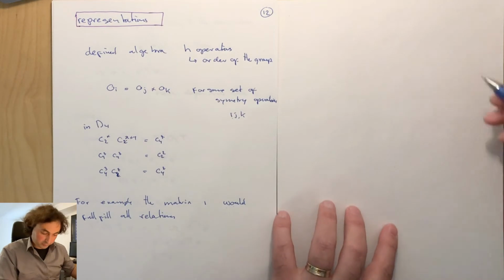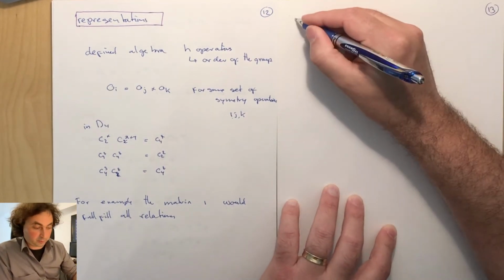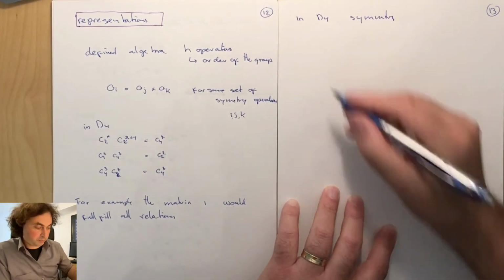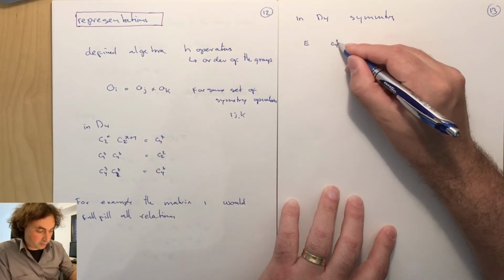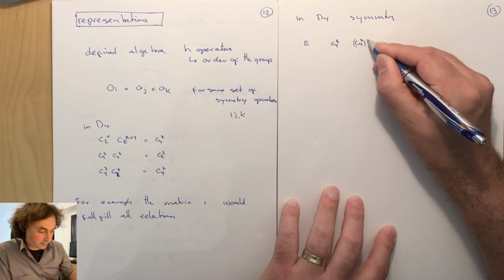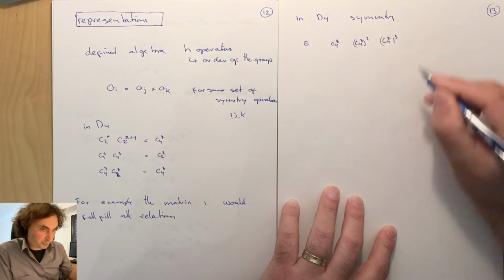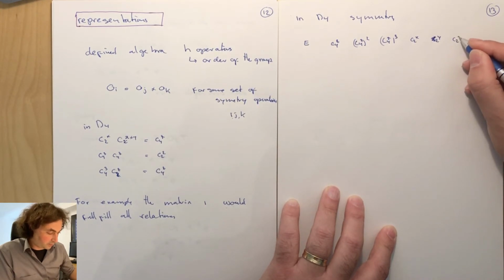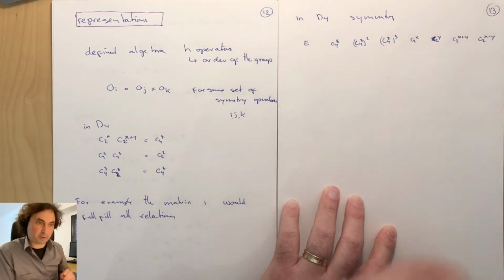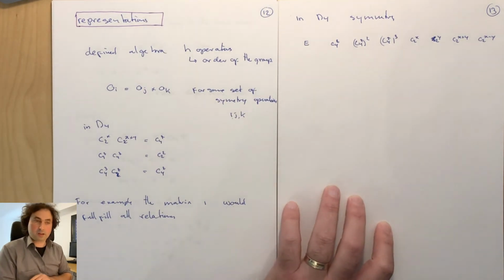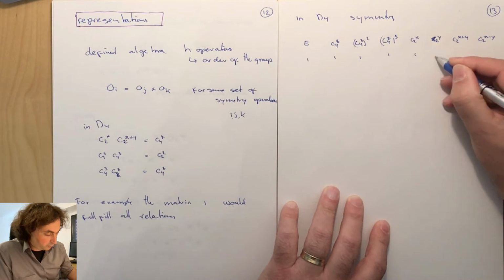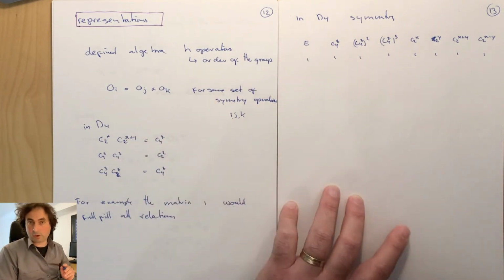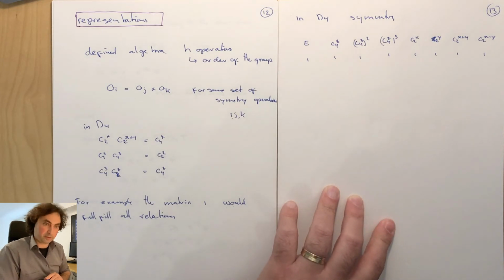Now we can look at an example for the different representations that we have, and for that we'll have a look at D4 symmetry. And in D4 symmetry we have 8 symmetry operations: E, the C4 around the Z, the C4 around the Z squared, the C4 around the Z cubed, then we have a C2 around X, a C2 around Y, a C2 around X plus Y, and a C2 around X minus Y. And the first representation that we discussed would be a matrix of dimension 1: 1, 1, 1, 1, 1, 1, 1, 1. And indeed, if you multiply 1 with 1, it's 1, such that all multiplication rules that have to be fulfilled for our group are definitely fulfilled.